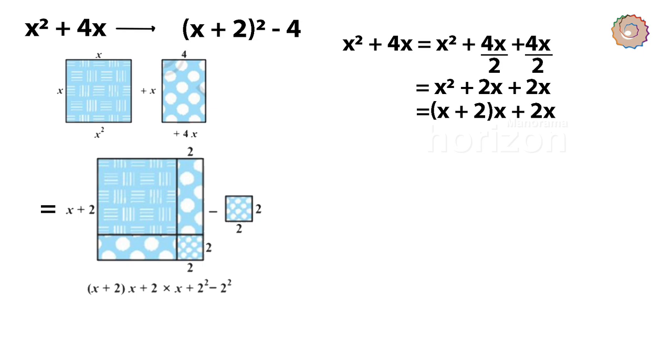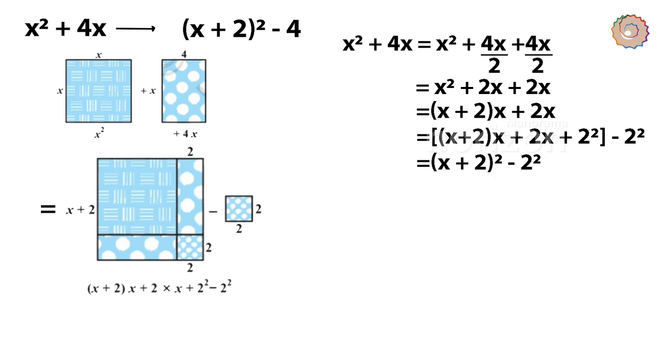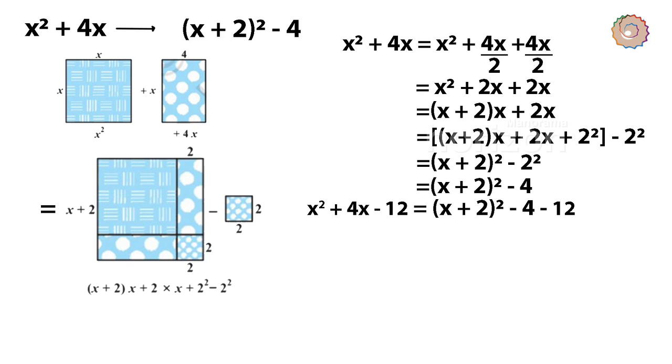Considering the square and the first rectangle together, we can write it as x into (x plus 2). Now this remaining 2x can be shifted to the adjacent side of x square and can be written as (x plus 2) into x plus 2x plus 2 square minus 2 square. Grouping the newly formed square alone, we can write it as (x plus 2) whole square minus 2 square, which is (x plus 2) whole square minus 4. So, x square plus 4x minus 12 equals (x plus 2) whole square minus 4 minus 12, which is (x plus 2) whole square minus 16.